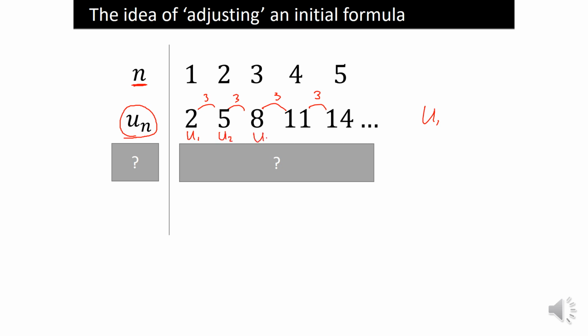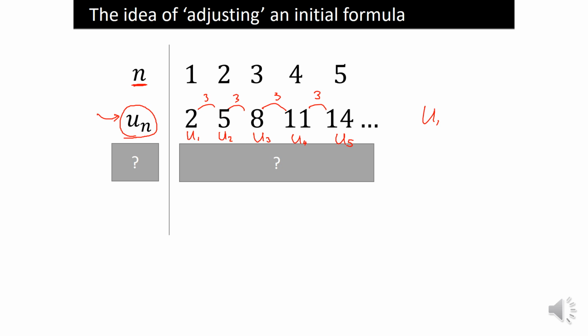Third term would be u3, u4, and u5. So basically the u is just a letter, and the number tells us that it's that position in the sequence. So what we've got over here, un, is the nth term in the sequence.